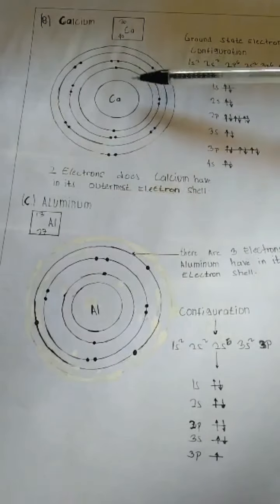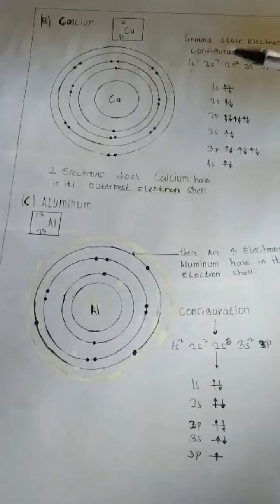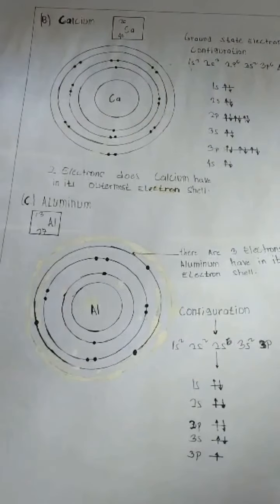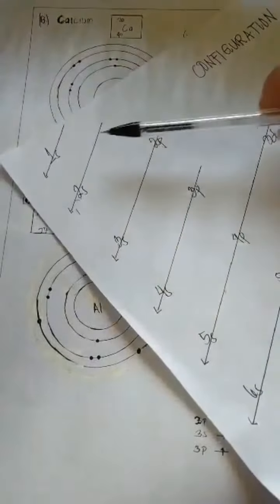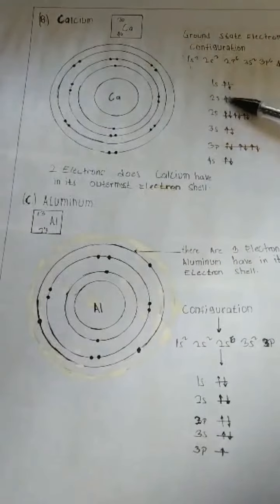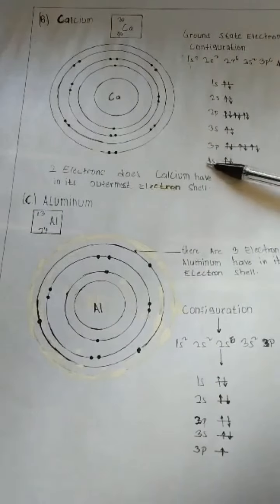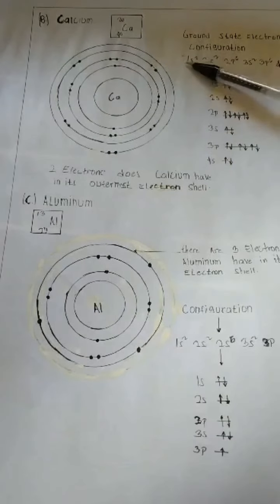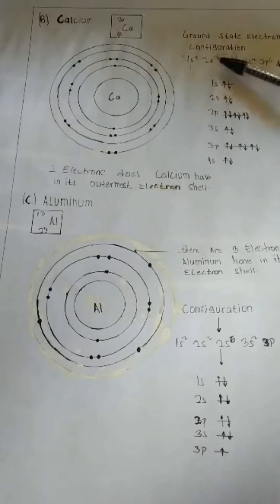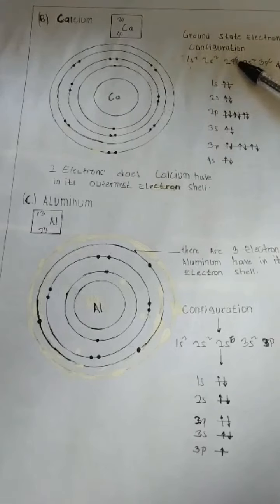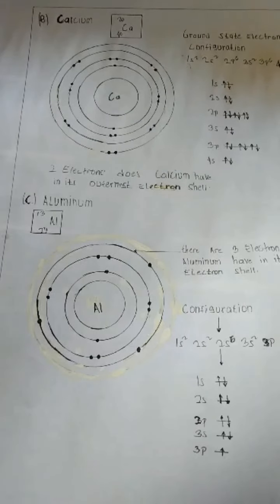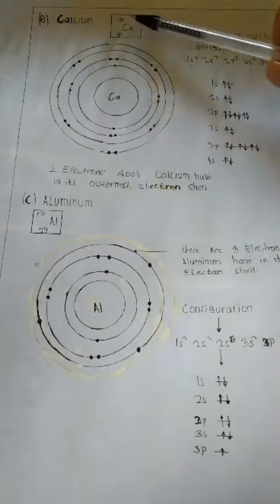And then we proceed to the ground state electron configuration. Here, I will show you how to get the ground state electron configuration. 1s, 2s, 2p, 3s, 3p, 4s. So it's 1s2, 2s2, 2p6, 3s2, 3p6, and 4s2. So 2 plus 2 is 4, plus 6 is 10, plus 2 is 12, plus 6 is 18, plus 2 equals 20. That's the atomic number of calcium.